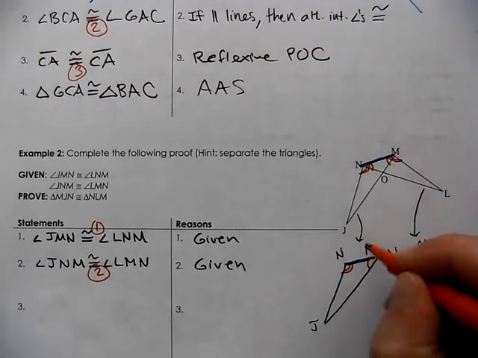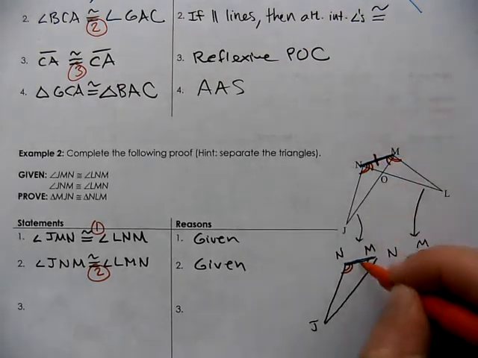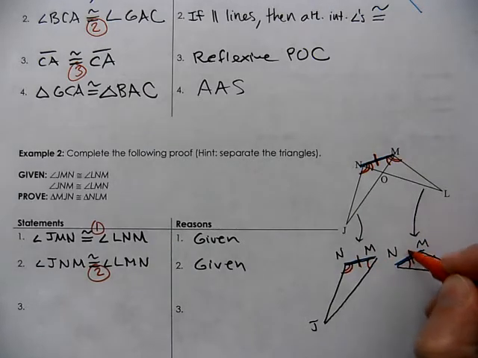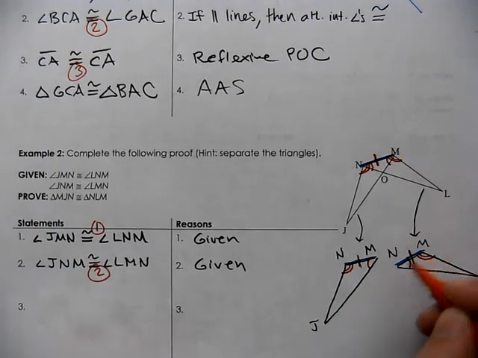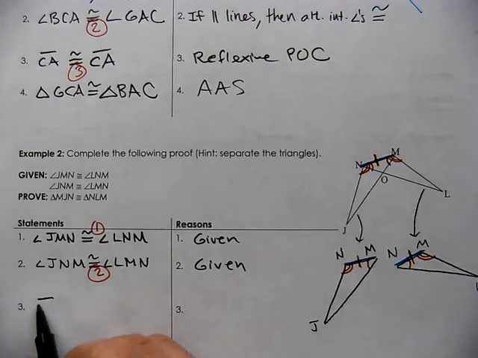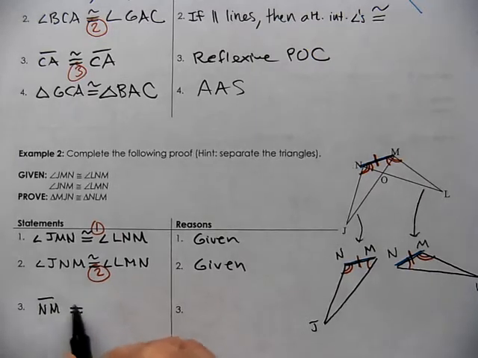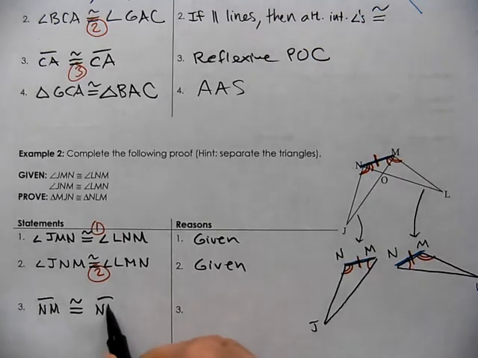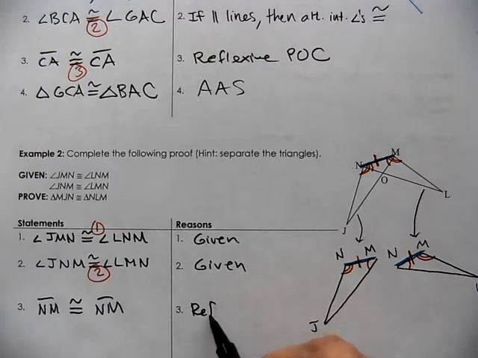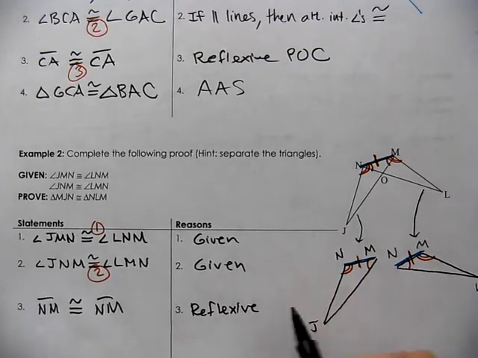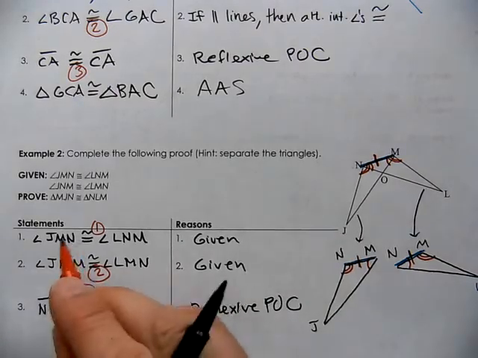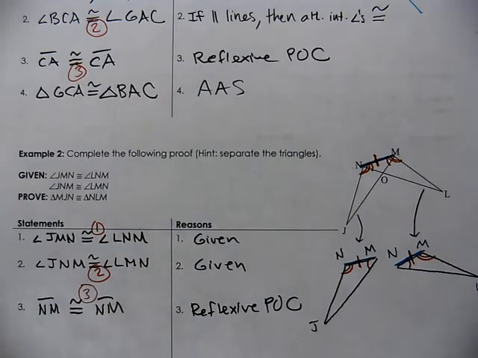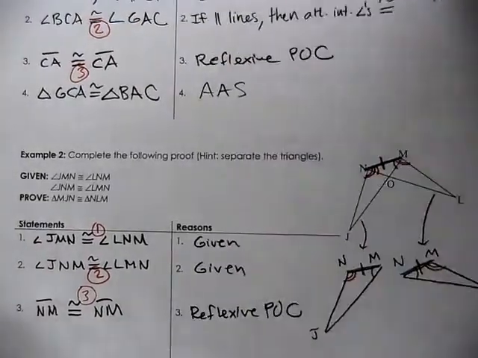That means they overlap each other. So we are allowed to put a tick mark here on that segment, and once again, this is our reflexive property. We're saying segment NM on the left triangle is congruent with segment NM on the right triangle. Reflexive property of congruency again, and now you can see we have 3 congruent pairs of parts. And what that means is now we're ready to say the triangles are congruent.